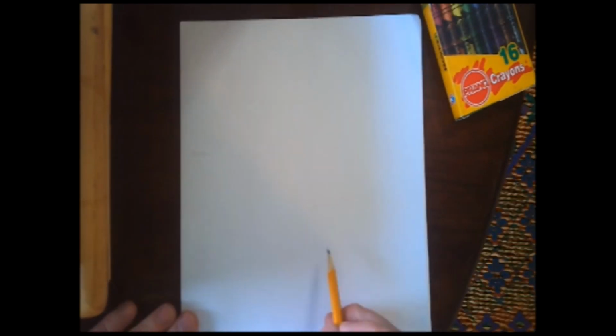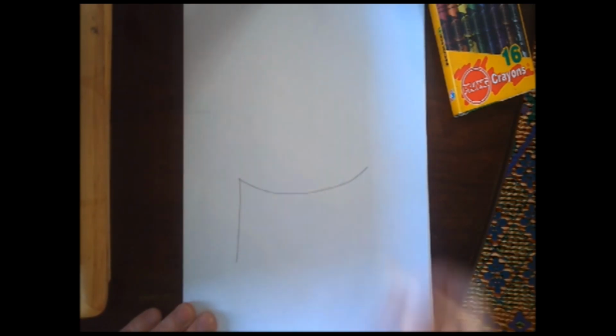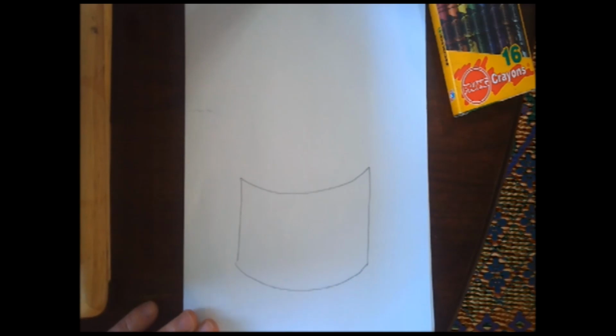I chose to do a cylinder, and to start a cylinder, just to teach you how to do that, I do a big curve, I do one line down on the side, I do another line down on the side, and then I do another curve at the bottom. Just to start with the bottom layer of the cake.